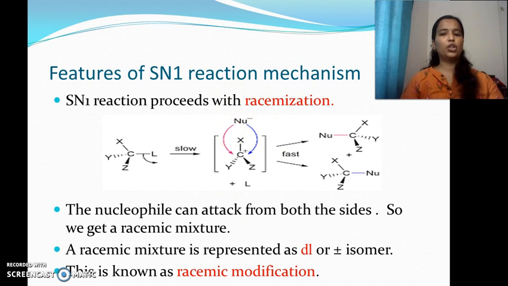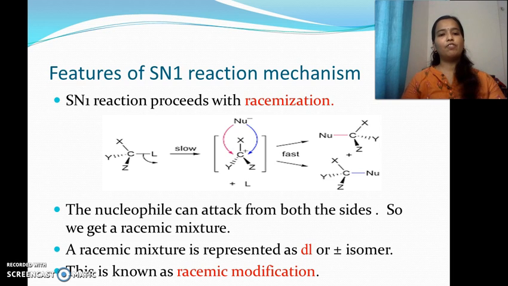So this is about nucleophilic substitution SN1 mechanism, that is substitution nucleophilic unimolecular. Here the rate depends only on the concentration of one reactant, that is the alkyl halide. That is why it is called substitution nucleophilic unimolecular. And you can see we will get a racemic mixture in SN1 mechanism, and tertiary alkyl halides undergo SN1 reaction much faster than secondary than primary alkyl halides.